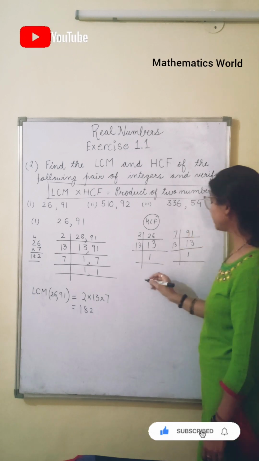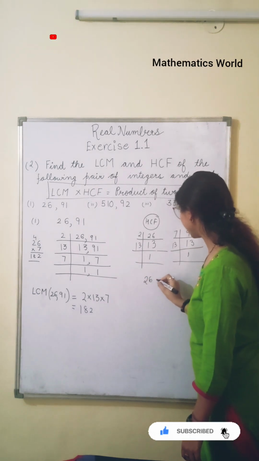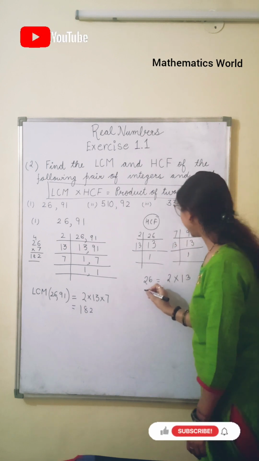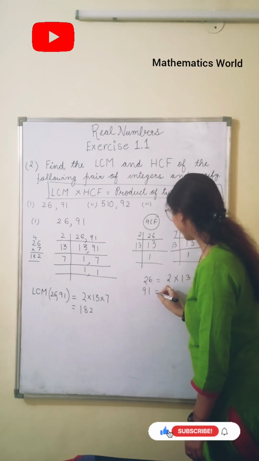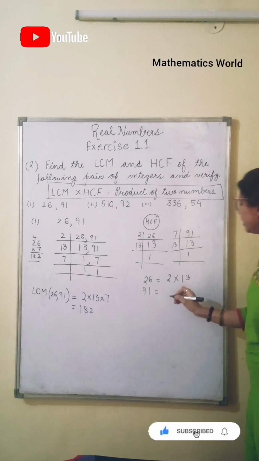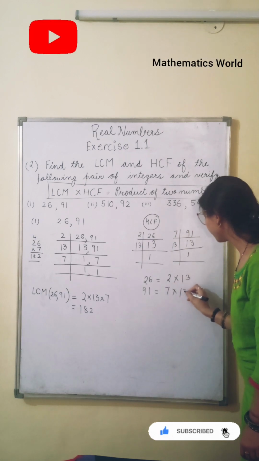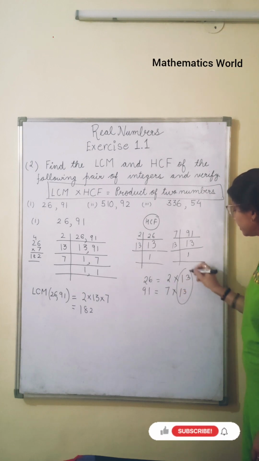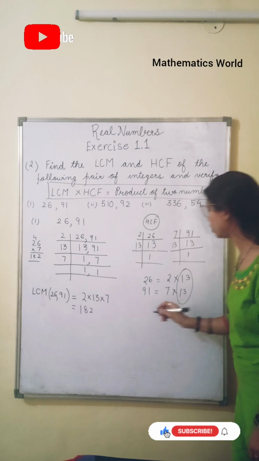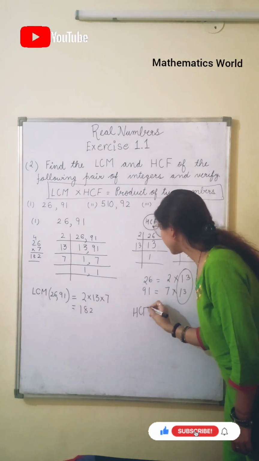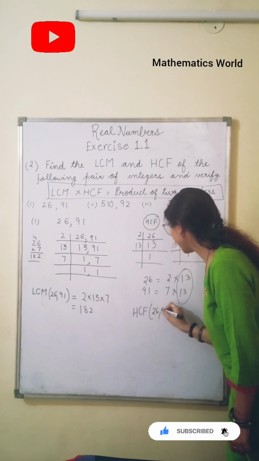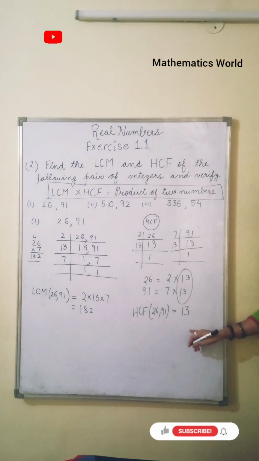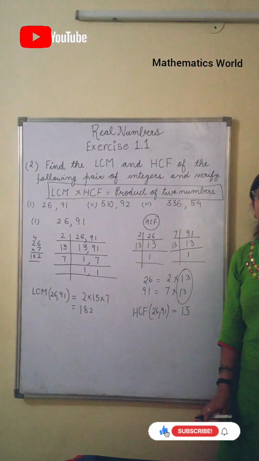So the prime factorization of 26 comes out to be 2 into 13, and the prime factorization of 91 comes out to be 7 into 13. We can see from the prime factorization of both these numbers that this 13 is common. Only this 13 is common. So it means that the HCF of 26 and 91 is equal to 13. So 13 is the HCF and 182 is the LCM.